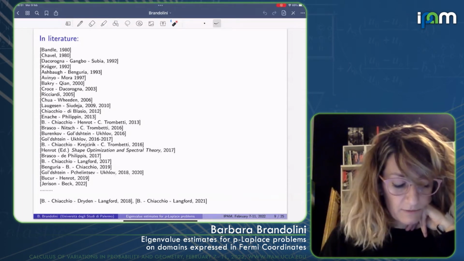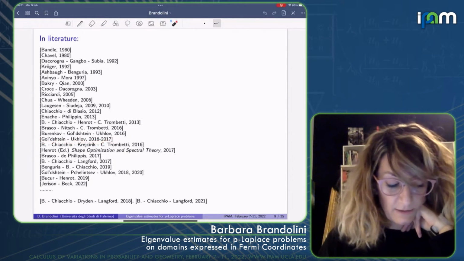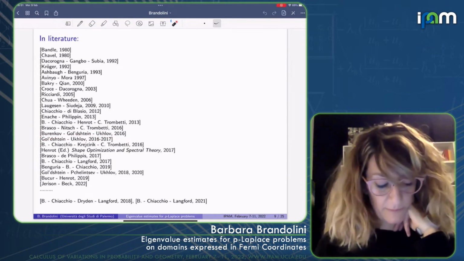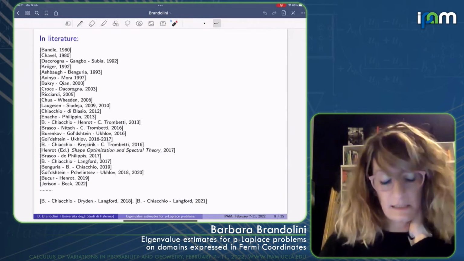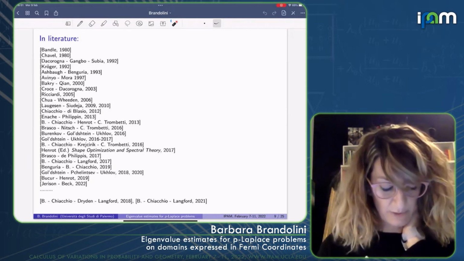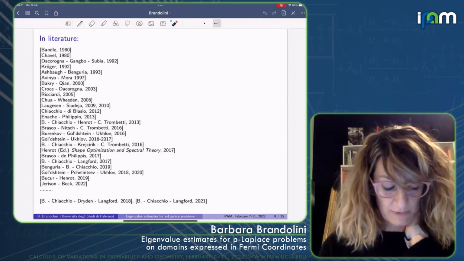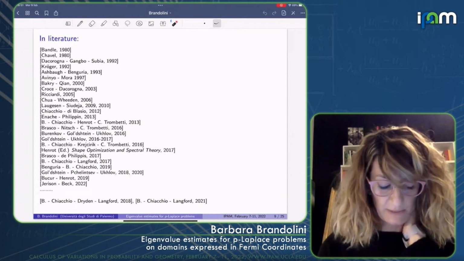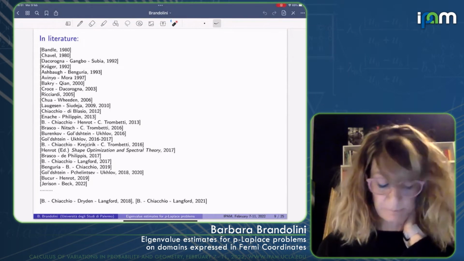We can make some consideration on these papers by Burenkov, Goldstein, Hukloffen, Zelintsev, and many authors, where they use a quasi-conformal mapping technique in order to have lower bounds for Neumann eigenvalues of the p-Laplace operators. Here I want to show you some results contained in these two papers written in collaboration with Francesco Chiacchio and Emily Dryden and Jeff Langford from Bucknell University in Pennsylvania.